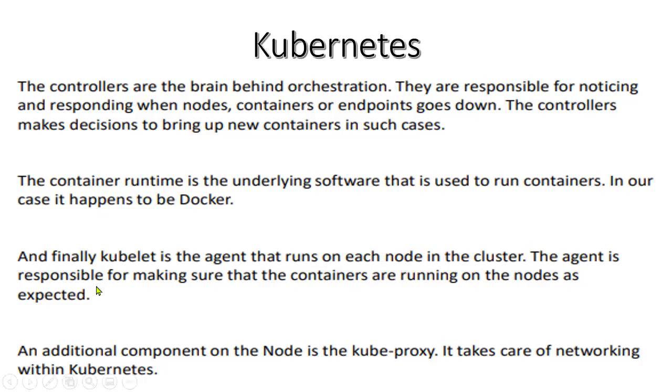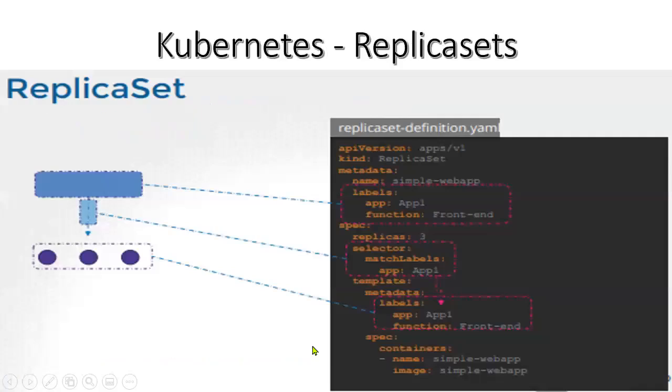The agent is responsible for making sure that containers are running on the nodes as expected. So the kubelet agent will ensure that the containers are running as expected in the nodes. Kube proxy takes care of networking within Kubernetes. I told you, kube proxy will allow the users to communicate with Kubernetes. Whatever, we'll see in a while.